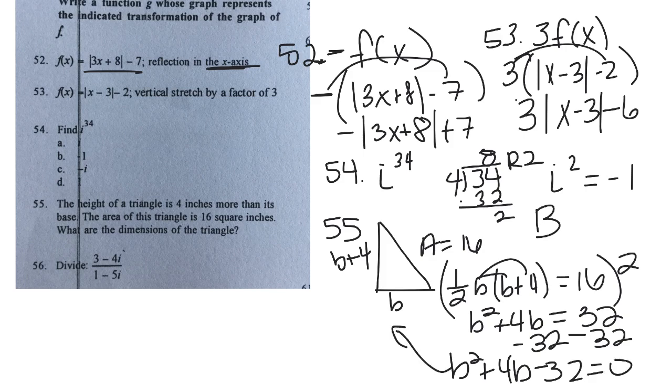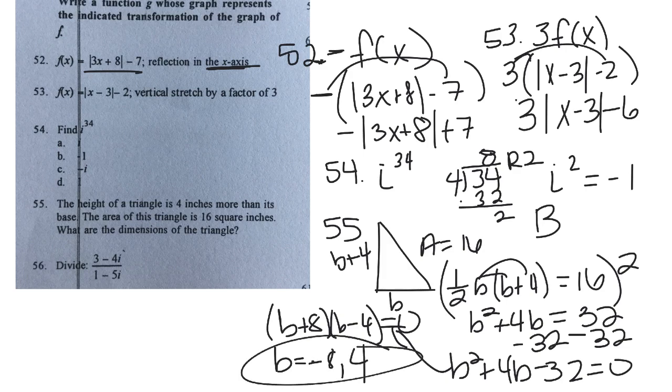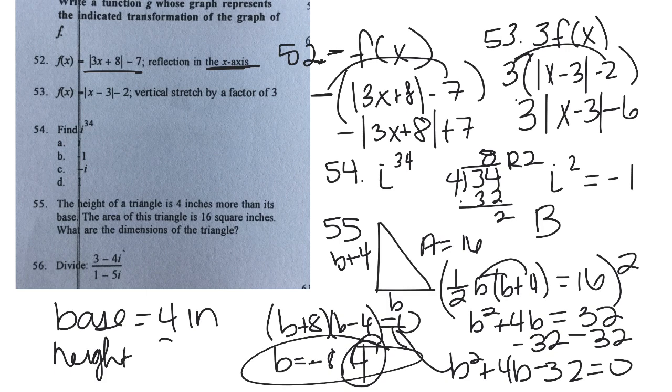And then we can factor that. We have b plus 8 and b minus 4. Does that give me a negative 32? Yes, and a positive 4b. So b equals negative 8 and positive 4. Now, which one can actually be the base? The base could only be 4. So the base is 4 inches, and the height is the base plus 4, and that's 8 inches.